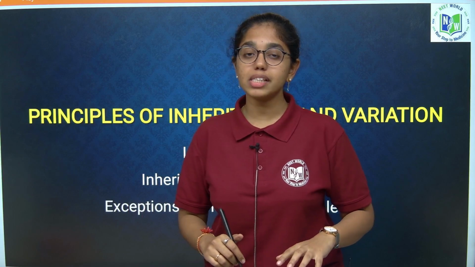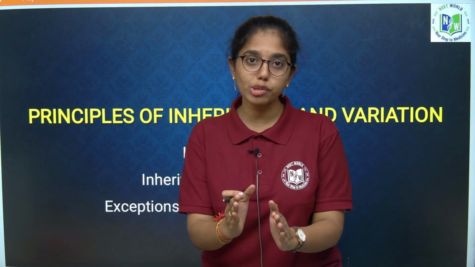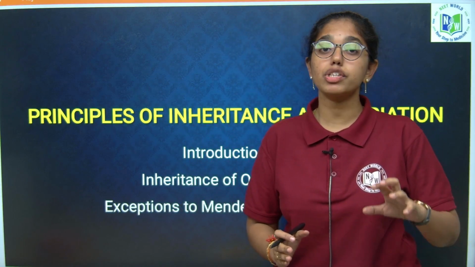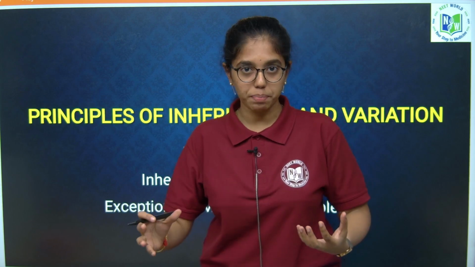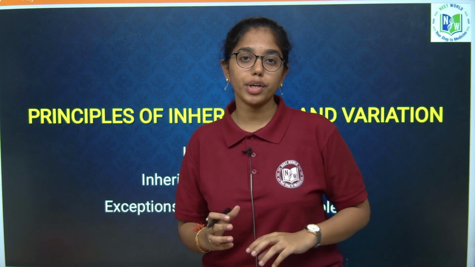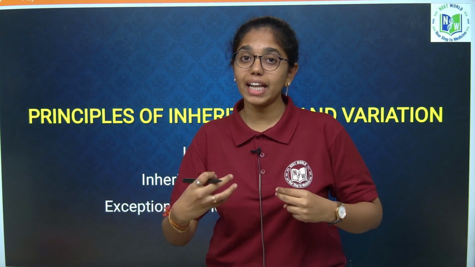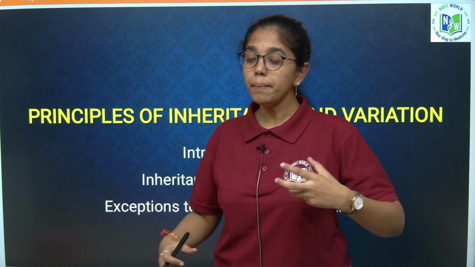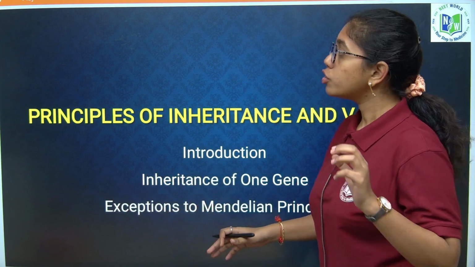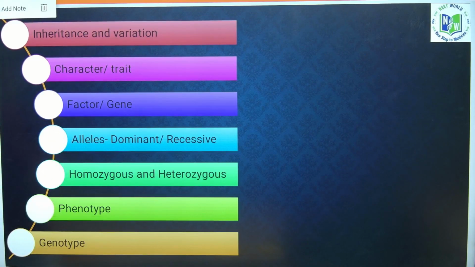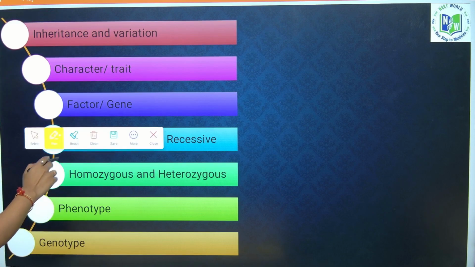Now we are going to discuss the most important and crucial chapter, Principles of Inheritance and Variation, which is important both for NEET and EAMCET. From that, we are going to focus on one gene inheritance and deviations of Mendelian laws or principles from monohybrid cross. Before entering into the chapter, it is very important to understand all these terms so that we can apply this chapter in a better way.